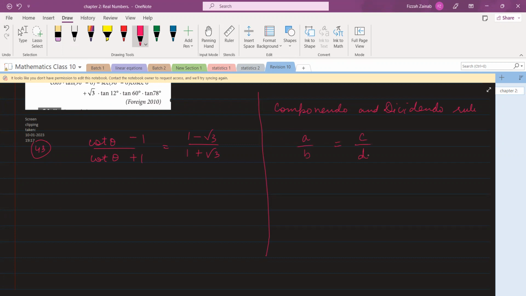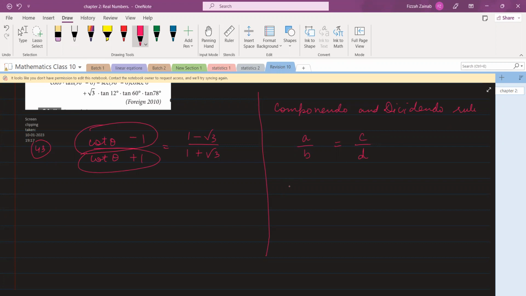Yes, ma'am. This question is of this kind. So you have some A plus B is equal to C plus D kind of question. So this is simple. I mean, this whole thing is A, let's say, and this whole thing is B. So this question is looking like A upon B is equal to C upon D, right? Okay. So componendo dividendo rule is this.